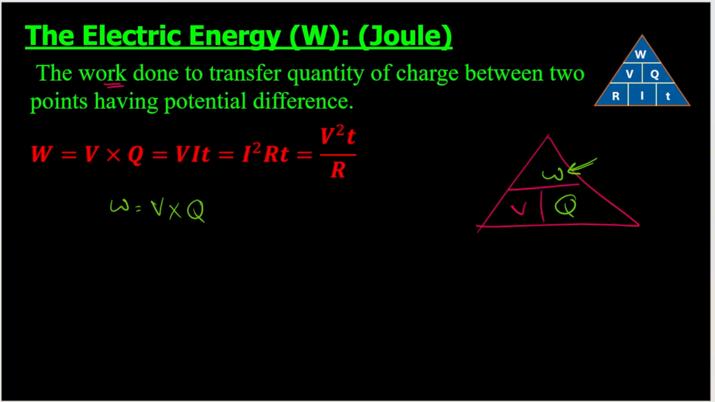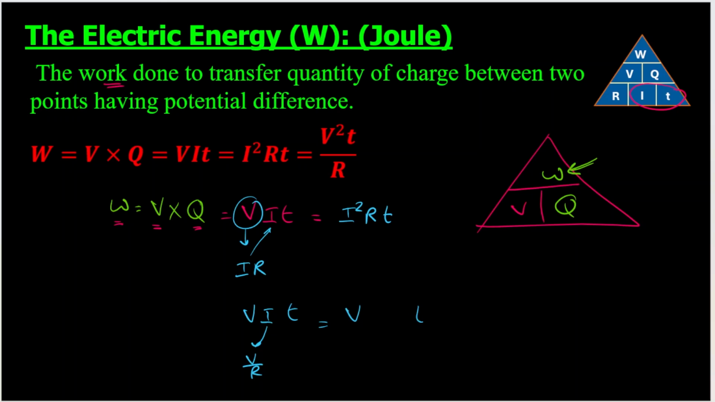So what's meant by electric energy? It is the work done to transfer quantum charge between 2 points having potential difference. So according to this triangle, we can just replace Q by I times T, or we can just replace V from Ohm's law by I times R. But we have I, so I times I is I squared R, and we have T. Or from this relation, we can just replace I from Ohm's law by V over R.